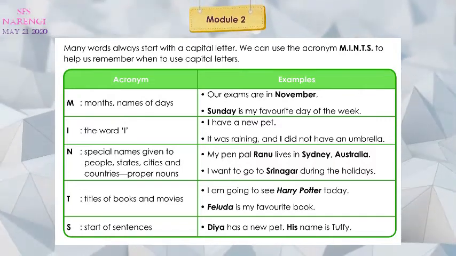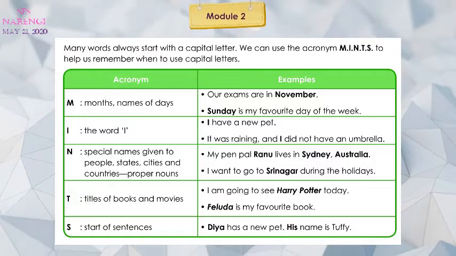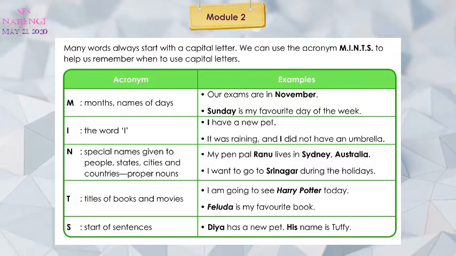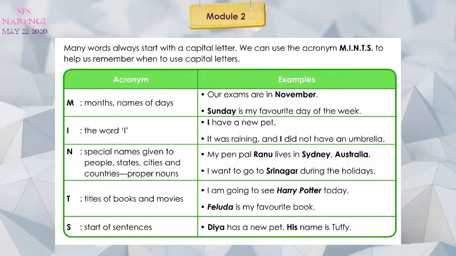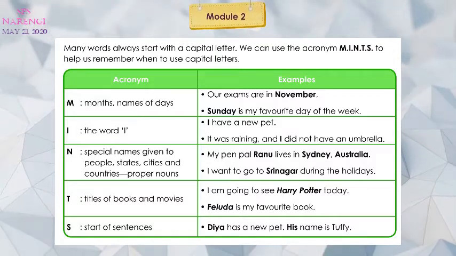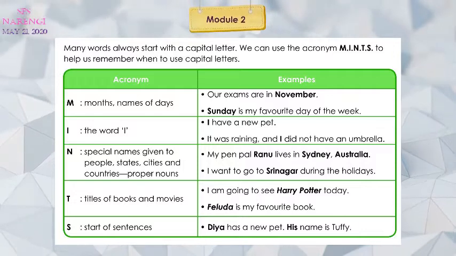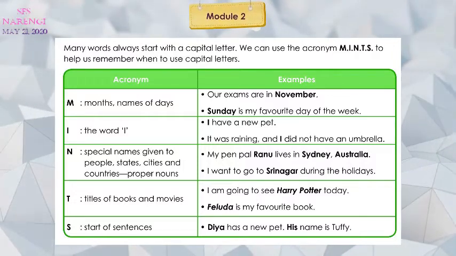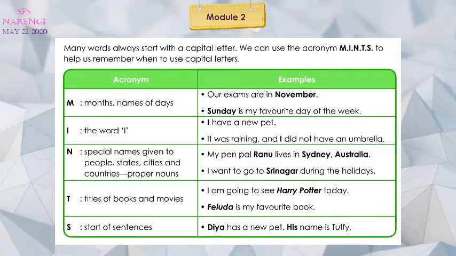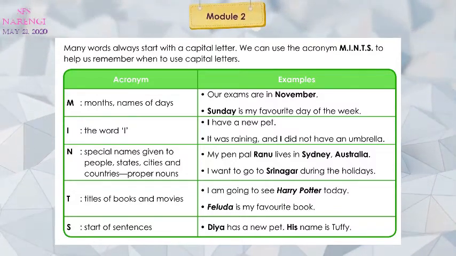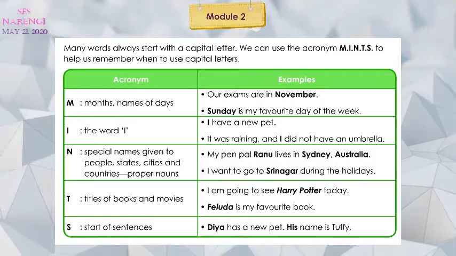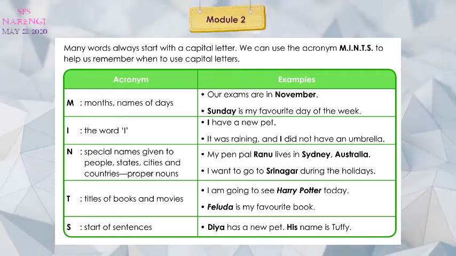Come to the second example. I want to go to Srinagar during the holidays. So Srinagar is again the proper noun and name of a city. Yes. So come to T now. T goes here for titles of books and movies. For example, I'm going to see Harry Potter today.